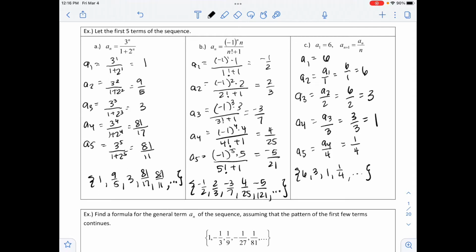This is a recursive equation that we have. It relies on the previous term, or sometimes it might rely on more than just one term. And this is also our sequence that we would get.